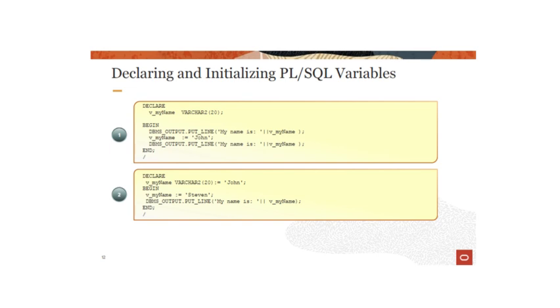In the second block, the v_myname variable is declared and initialized in the declare section. v_myname holds the value John after initialization. This value is manipulated in the executable section of the block. The output of this anonymous block is.